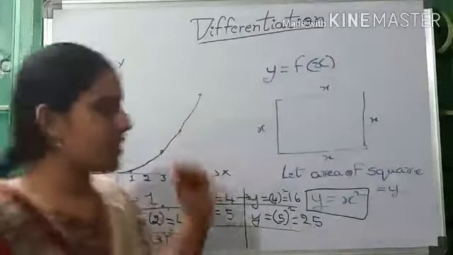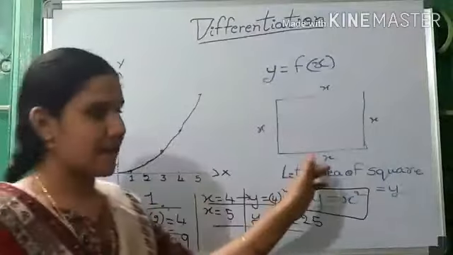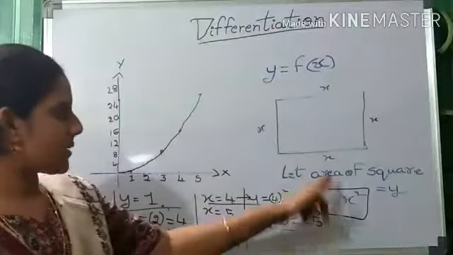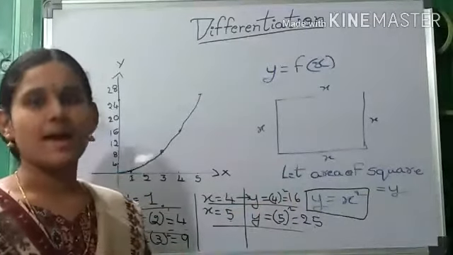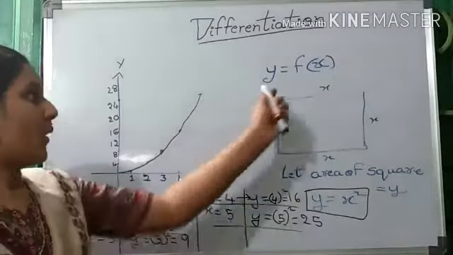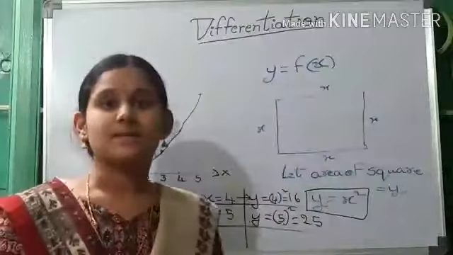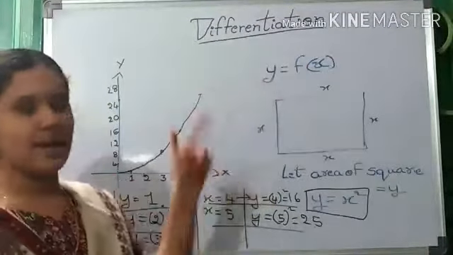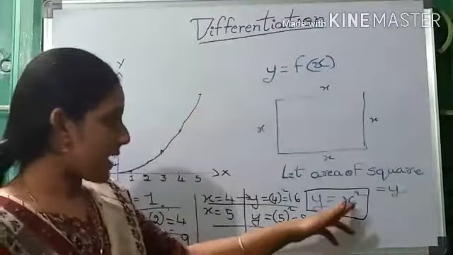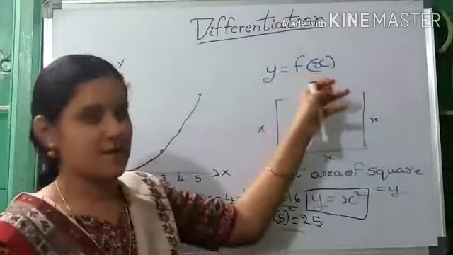The area of the square varies as the side varies. Let the side be x and the area of square be y. So y varies as x varies. So y is equal to f of x is said to be a function of x because it varies along with x as x square. If x value is varied, then y value also varies. y is equal to f of x, that is function of x.